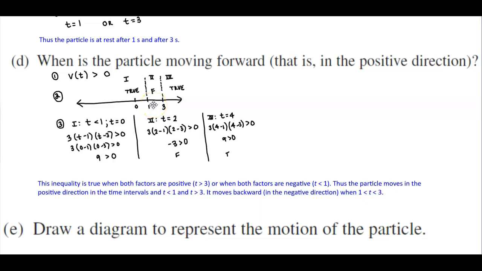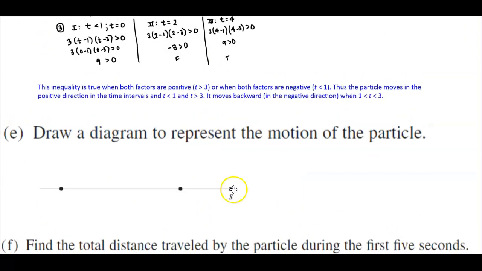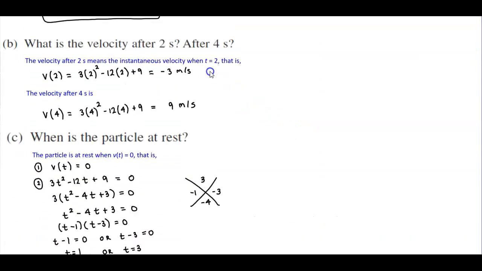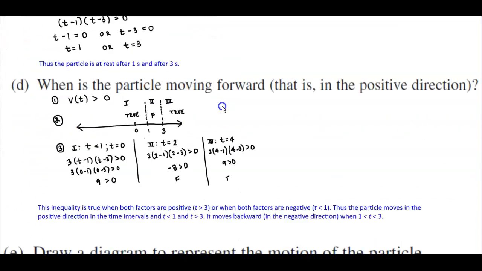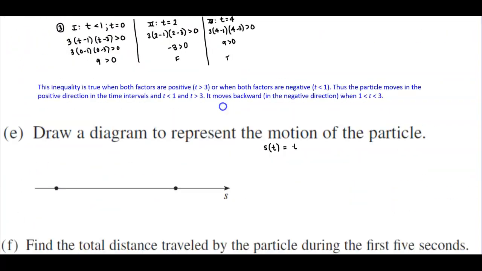Now what we want to do is draw a diagram to represent the motion of the particle. In order to do that, we want to use the original position function, which is s of t, equal to t cubed minus 6t squared plus 9t.